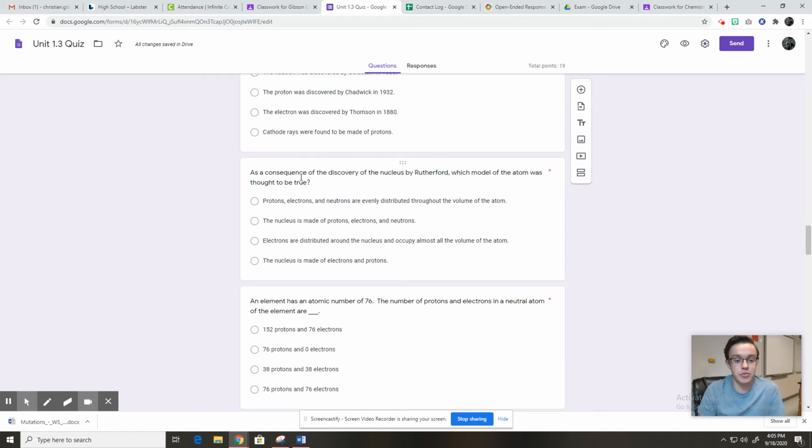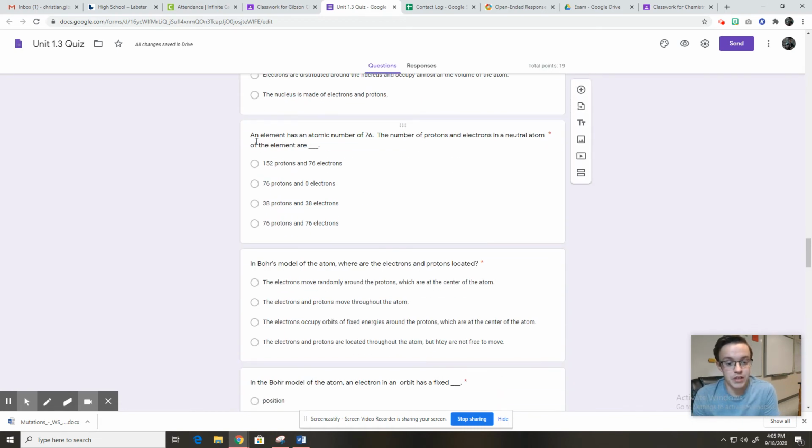Next question. As a consequence of the discovery of the nucleus by Rutherford, which model of the atom was thought to be true? A, protons, electrons, and neutrons are evenly distributed through the volume of an atom. B, the nucleus is made of neutrons, protons, and electrons. C, electrons are distributed around the nucleus and occupy most of the volume of the atom. Or D, the nucleus is made up of electrons and protons.